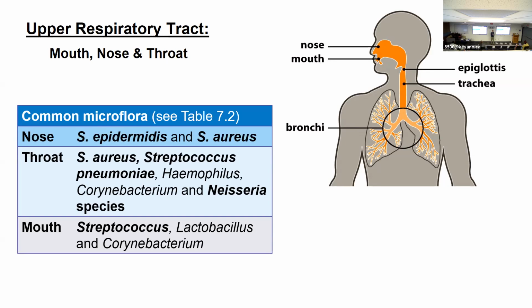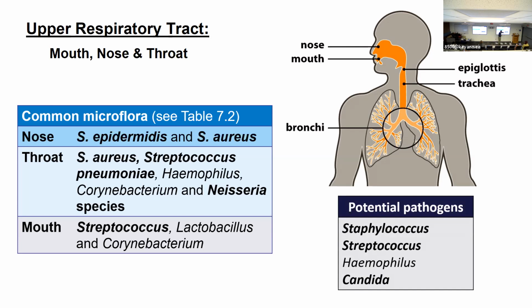And that happens sometimes. We do have a vaccine, and many of you probably had it as children. I know I didn't. I'm too old for that. I suppose I could ask for it if I wanted to get it. So lots of microflora there, and some that, like I said, I'm not going to get into all of these. So potential pathogens: Staphylococcus, Streptococcus, right? Streptococcus pyogenes can cause strep throat. So pretty common kind of infection that people get, and Candida.